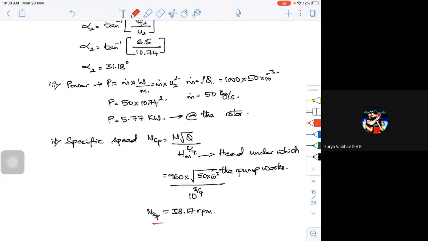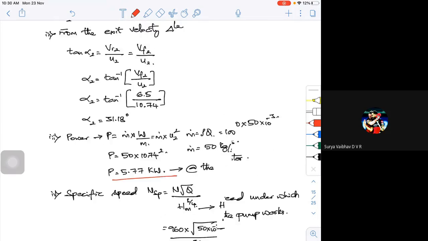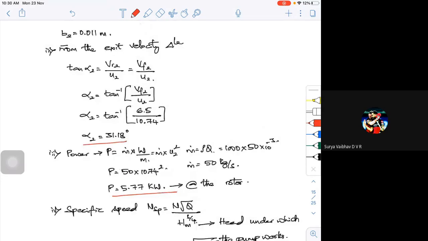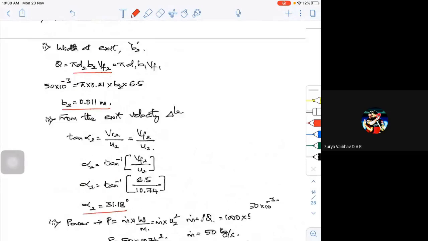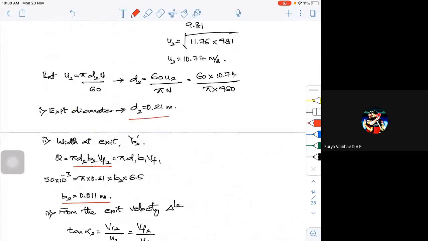So I have calculated everything: the specific speed, the power required, then alpha, that is the flow angle at the exit, then the width of the pump and the diameter. Each and every quantity we were supposed to solve from the numerical, we have been able to calculate.